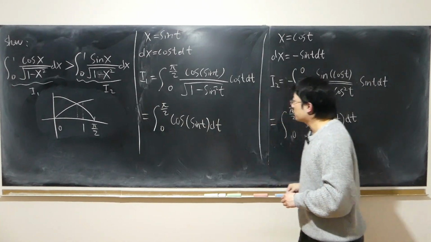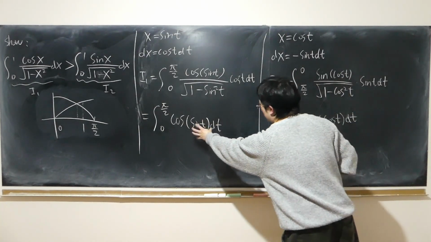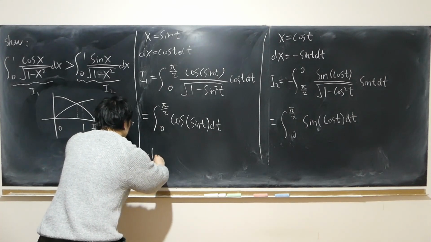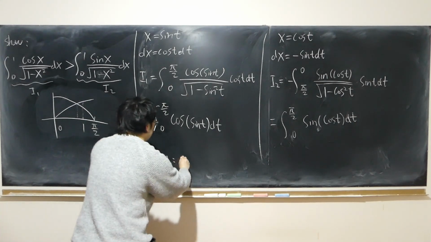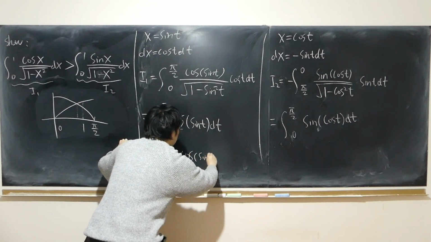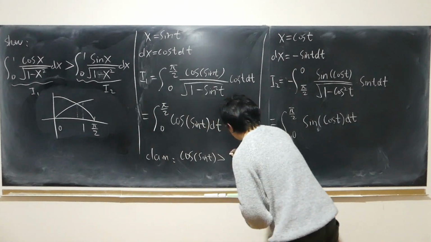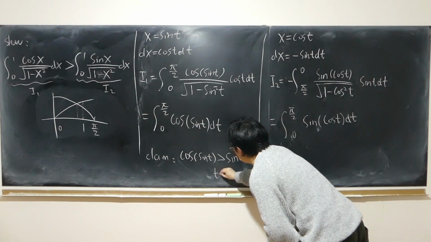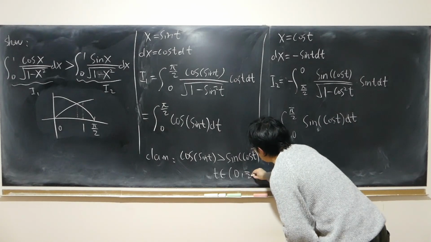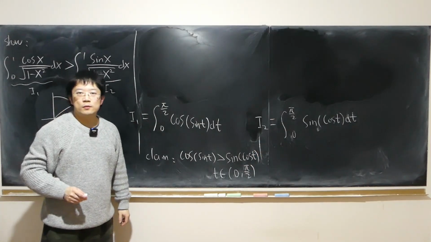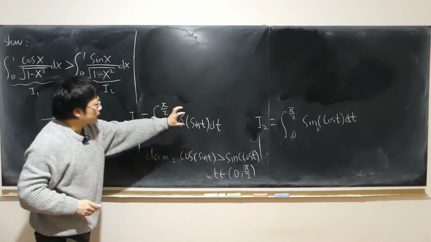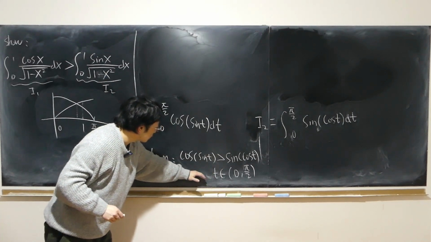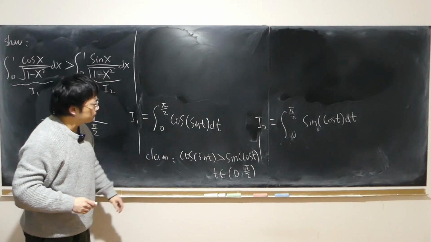Is this one bigger? Can we show that this integrand is bigger than that integrand? Here's my claim: this integrand is bigger than that integrand when t is in the 0 to half pi interval. So it all comes down to proving I1 is bigger than I2. In other words, all we have to show is that this integrand is bigger in this interval. Let's prove this claim.